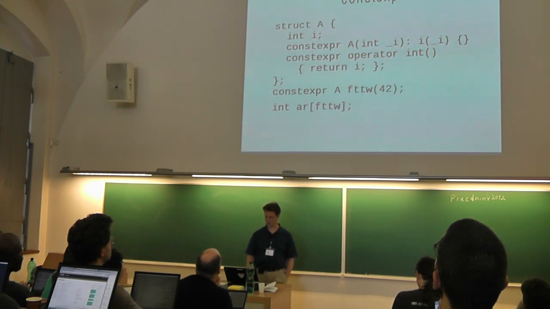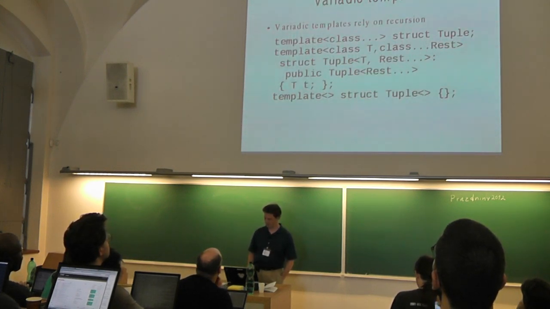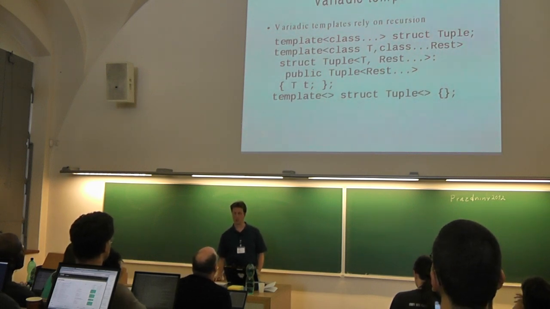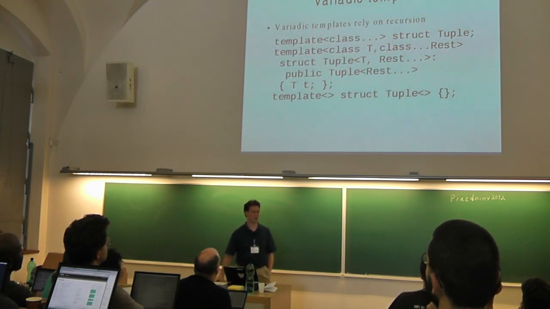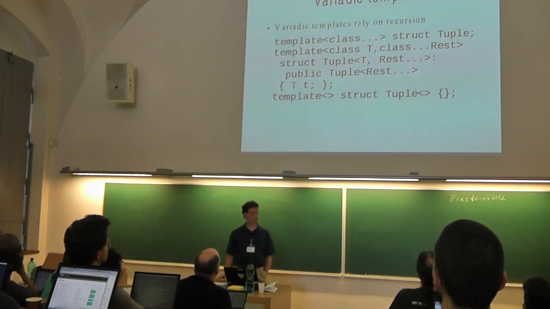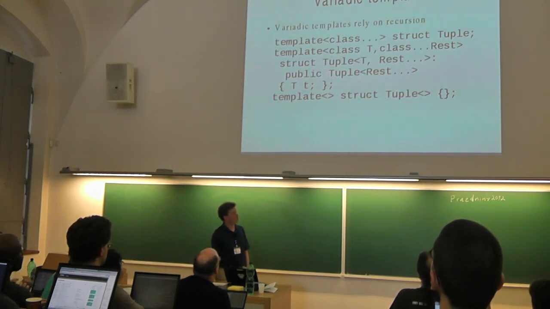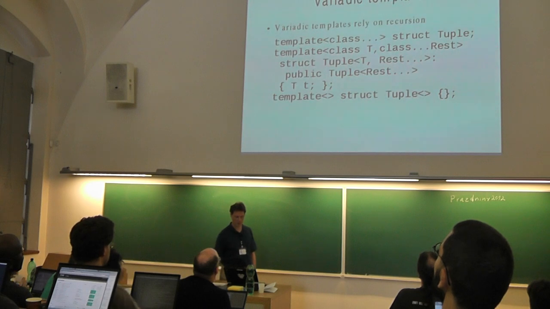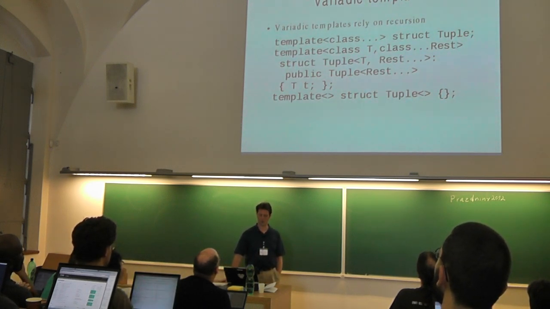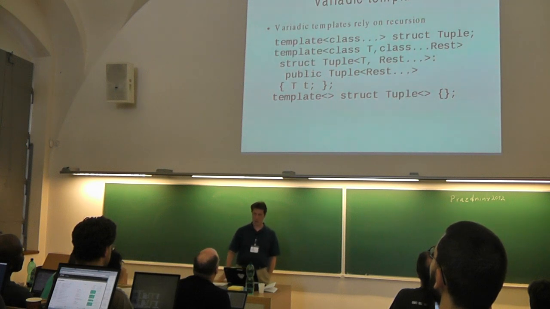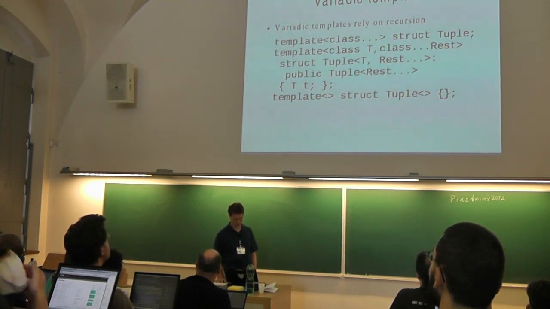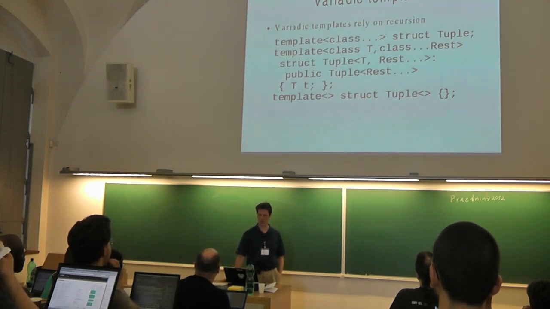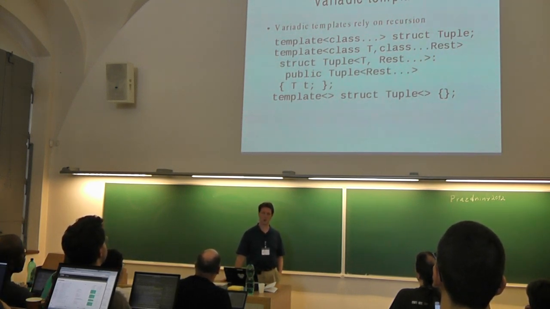There are certainly much more complicated examples you can make. Another major new feature in C++11 is variadic templates. I'm sure you're all familiar with C variadic functions. This extends that basic concept to templates, so you can have a template with an arbitrary number of arguments. Now, one interesting thing about variadic templates in C++11 is there's no way to iterate over the multiple arguments. You have to use recursion.